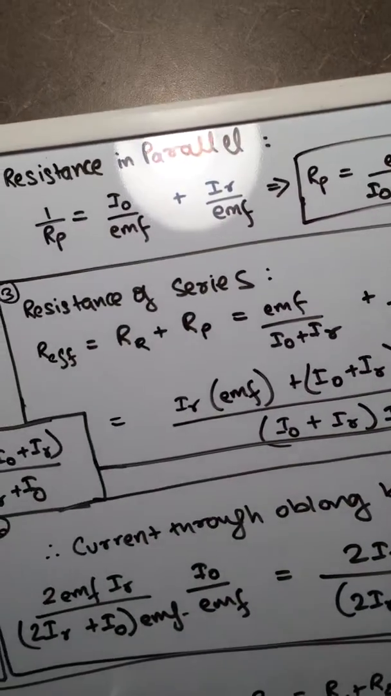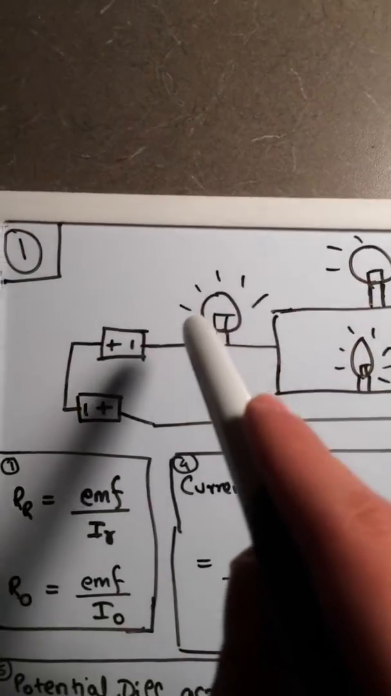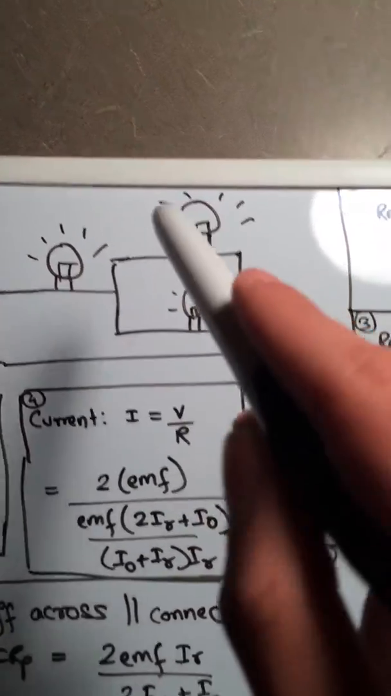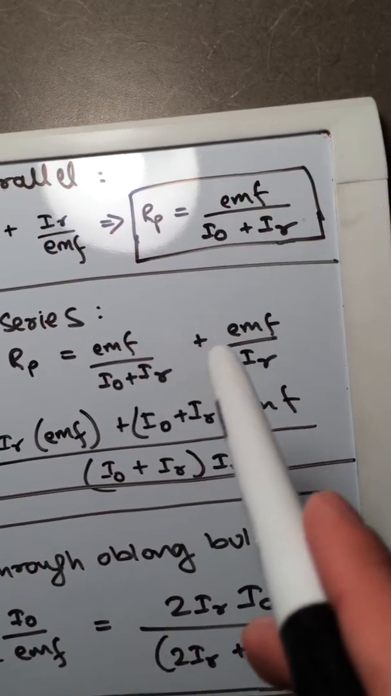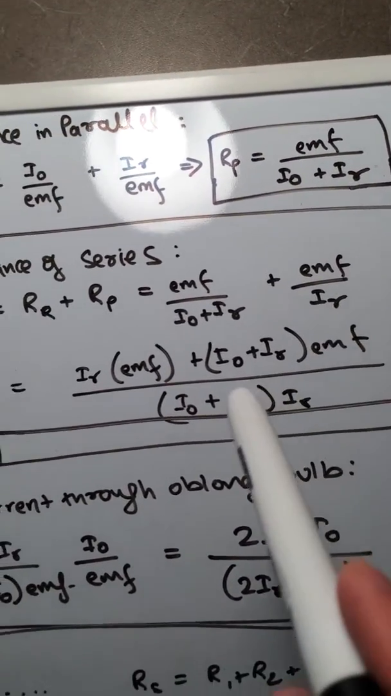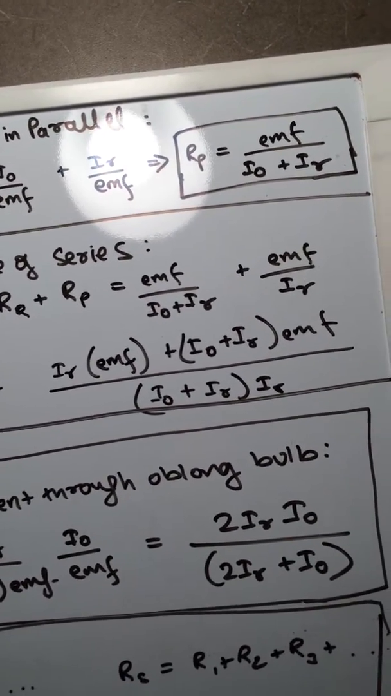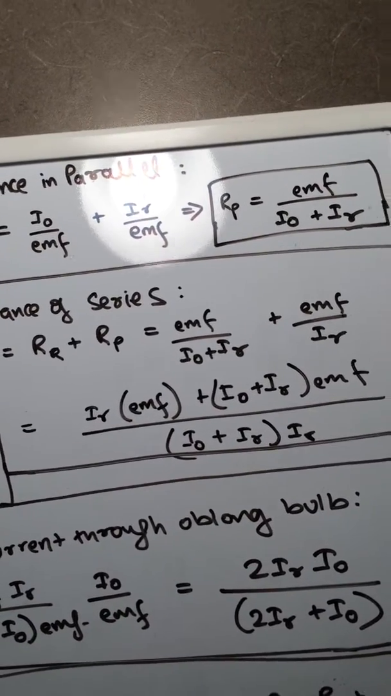Step 3 would be the effective resistance of the circuit, that is the series that's with this bulb and the parallel over here. So we just add those 2 resistances like that, and we get the value which is equal to this. It looks kind of complicated, but it's going to cancel out eventually in the problem.